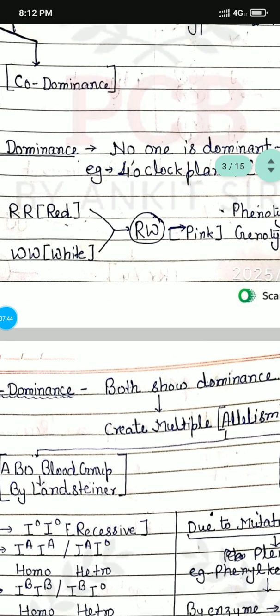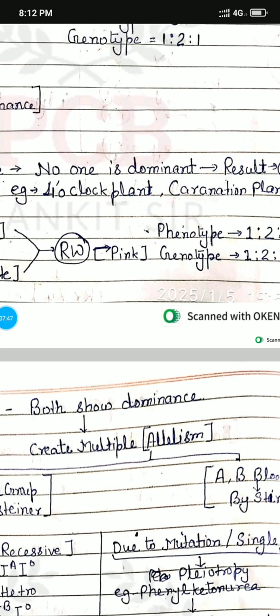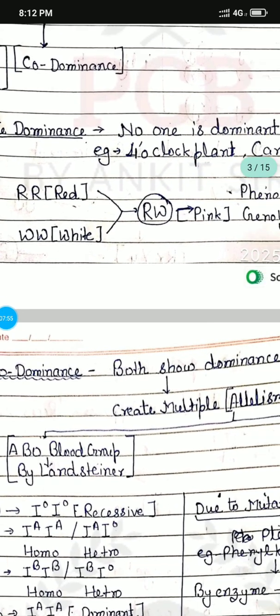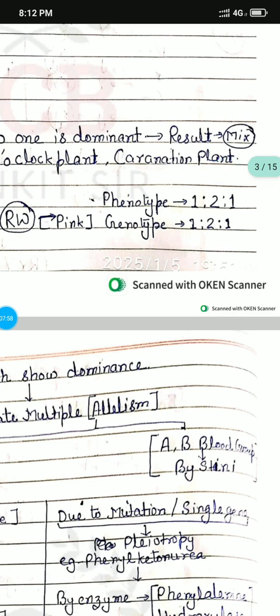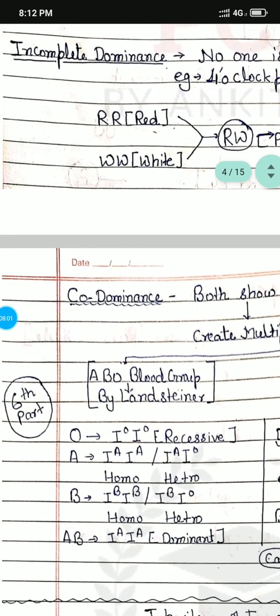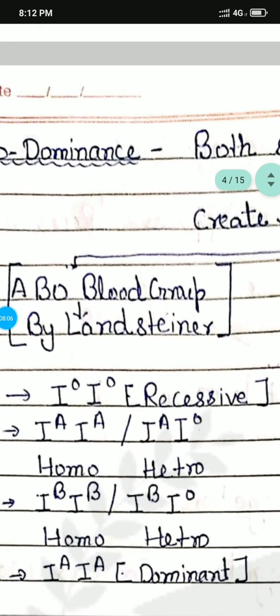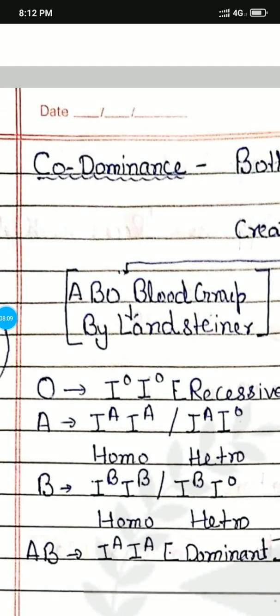Now go for codominance. Both show the dominant character. It creates a type of multiple allelism. One is the ABO blood group type given by Landsteiner, and another is the AB blood group type given by Sturli. So in the ABO blood group, O consists of IO, which is recessive. The A part is also dominant, but actually codominant. If IA is there, I is the symbol which creates the factor of a blood group. So IAIA is dominant. If it is mixed with O, then IAIO is heterozygous dominant.